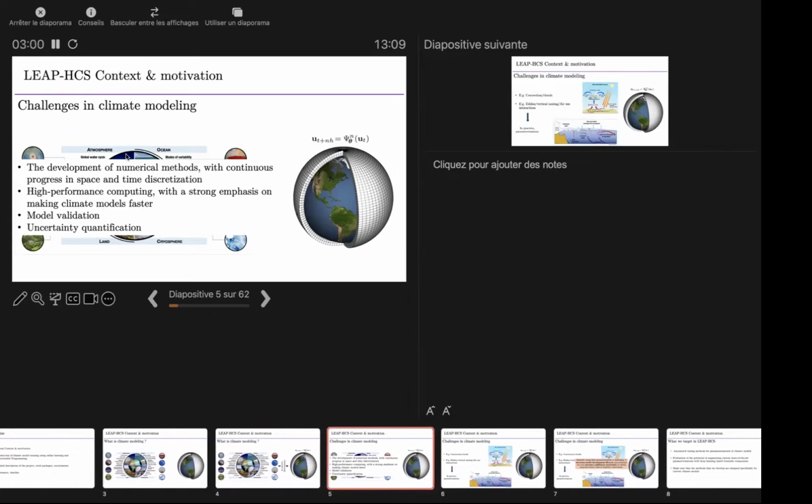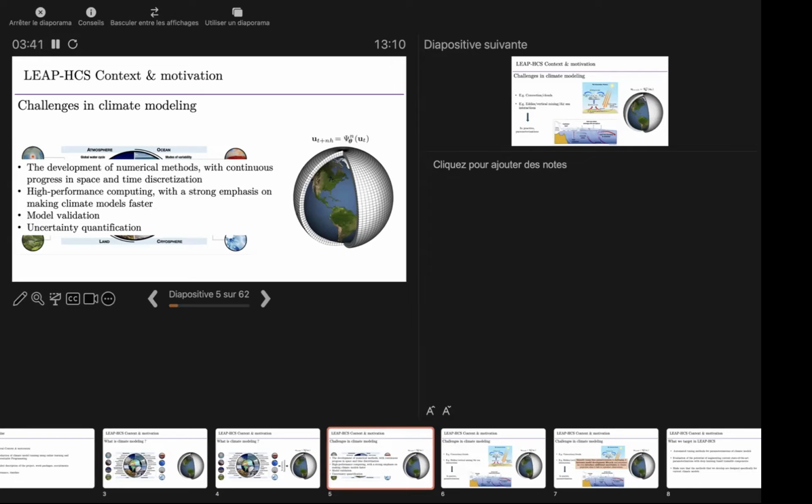There are lots of challenges in building and running a climate model, and most of those challenges are still active research fields. Those include the development of numerical methods, with continuous progress in space and time discretizations. There are also lots of challenges regarding high performance computing aspects, with strong emphasis on making climate models faster and less energy consuming. There is also lots of progress regarding model validation, with continuous progress in past and current iterations of the Coupled Model Intercomparison Project, for example. And there is also lots of work regarding uncertainty quantification of climate models, mainly uncertainty quantification of future climate projections.